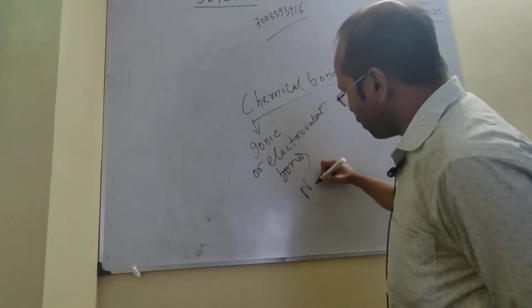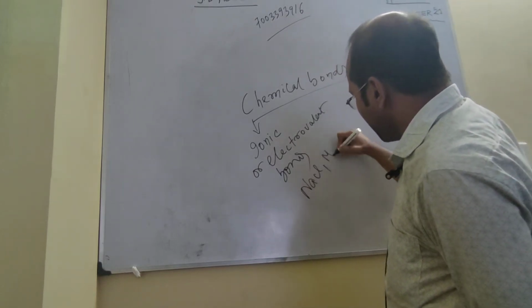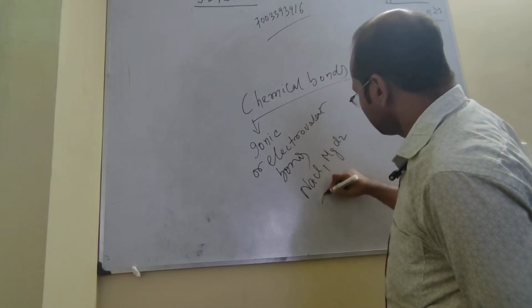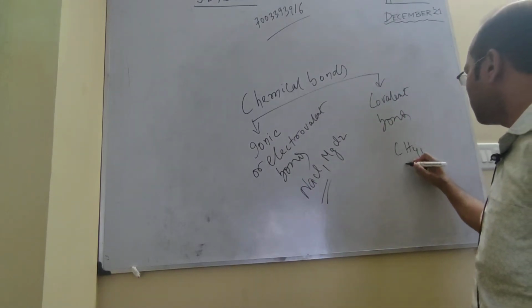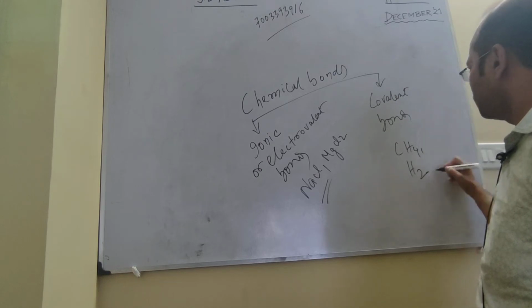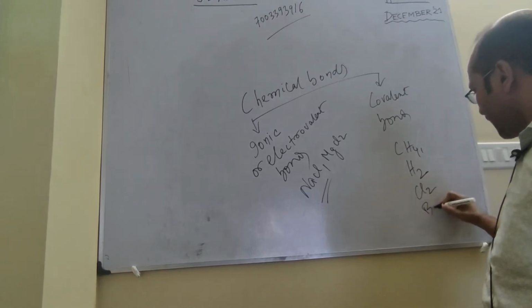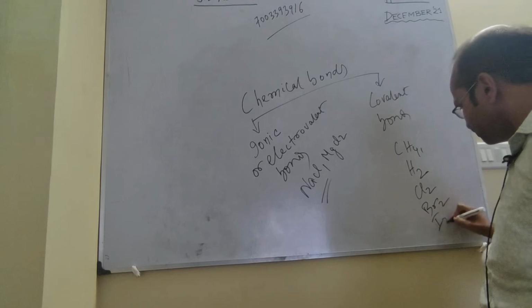Examples of electrovalent bonds are NaCl, MgCl2 and so on. Examples of covalent bonds are CH4, H2, Cl2, Br2, I2.